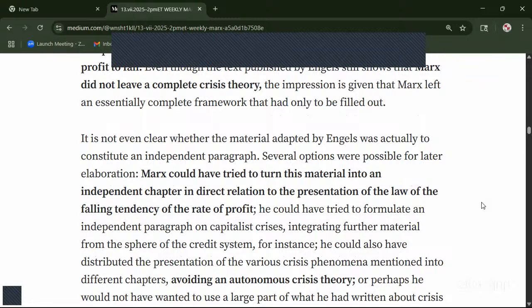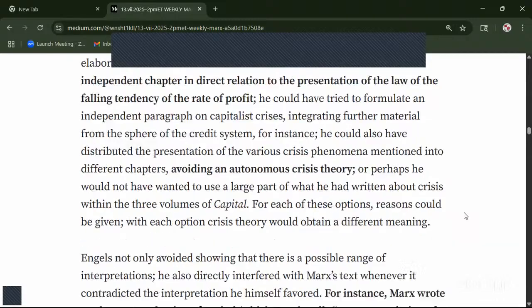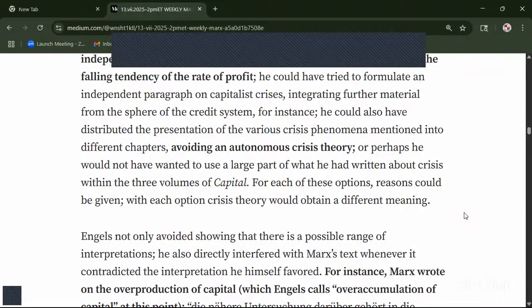He could have also distributed the presentation of the various crisis phenomena mentioned into different chapters, avoiding an autonomous crisis theory, because that's kind of where it wound up. Or perhaps he would not have wanted to use a large part of what he had written about crisis within the 3 volumes of Capital. For each of these options, reasons could be given.